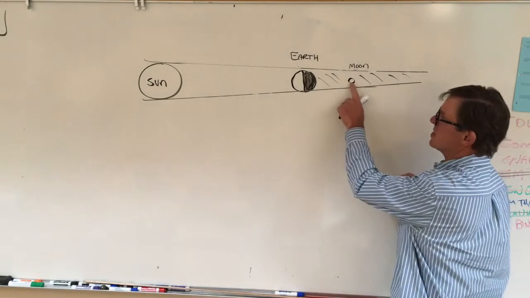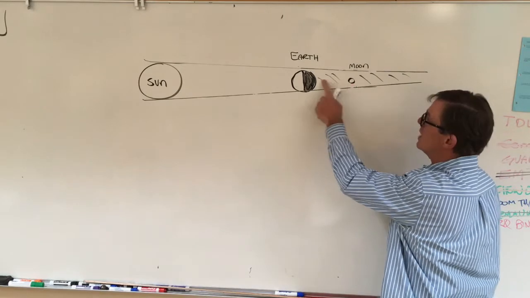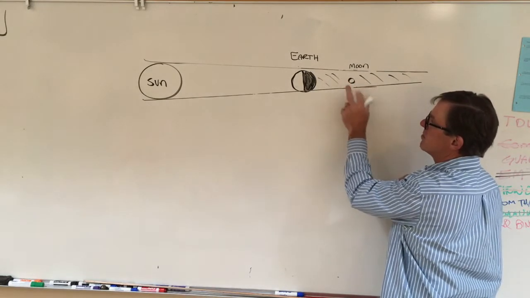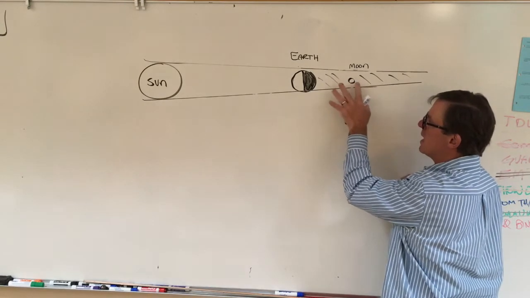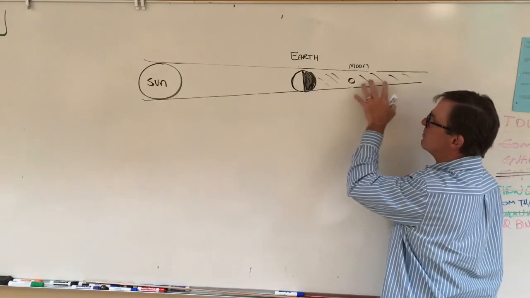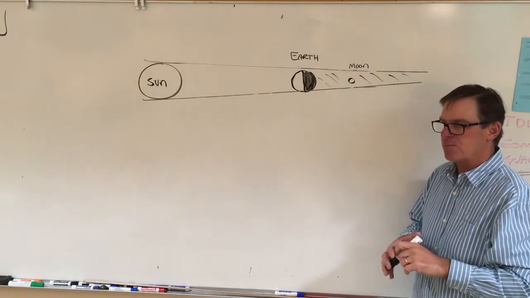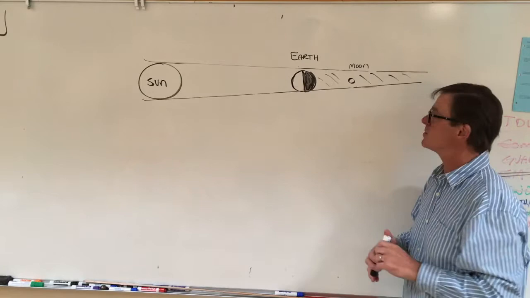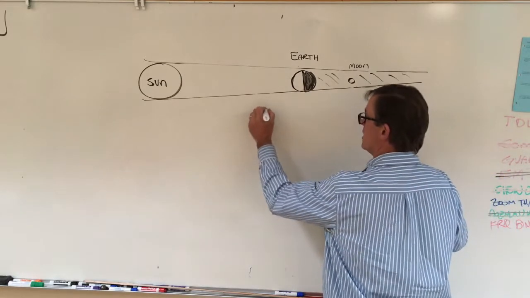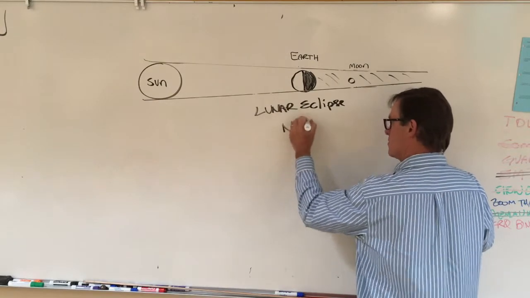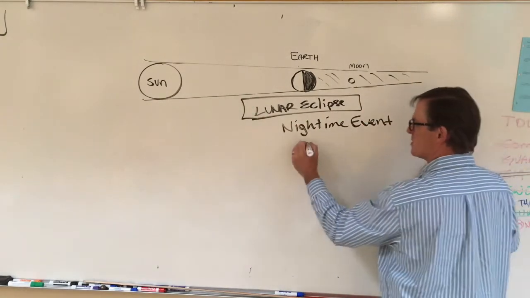Now the other issue is the moon's orbit is elliptical, and so its distance from the Earth is not always constant, and so sometimes you have the moon farther away or closer, and that can lead to different conditions during the eclipse. So a lunar eclipse is a nighttime event and happens on a full moon.